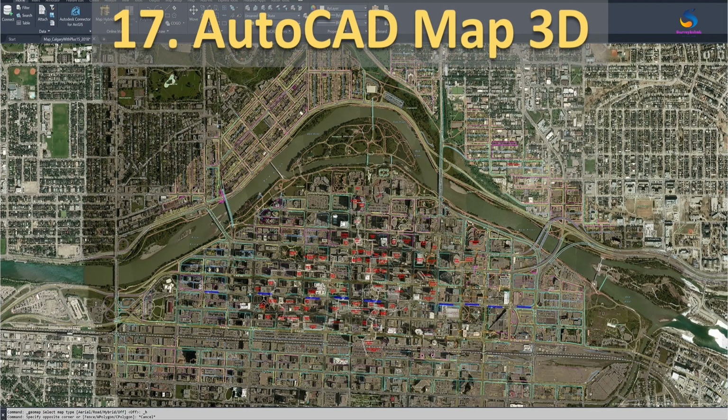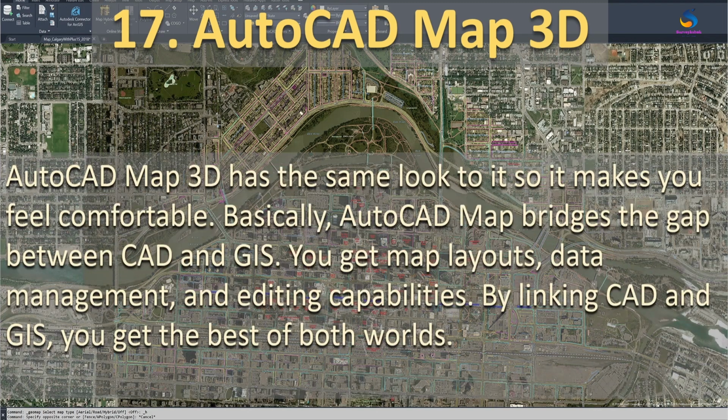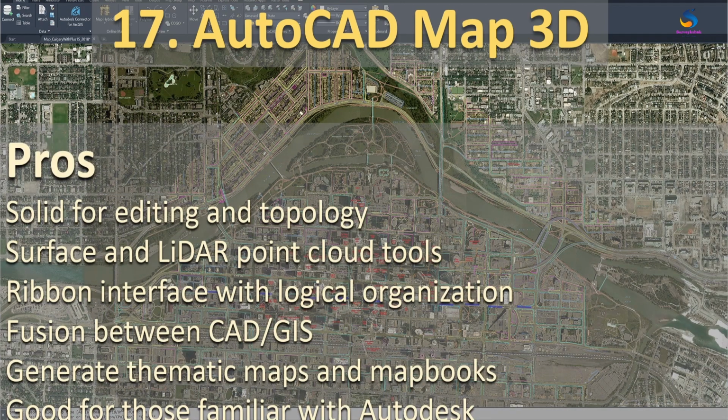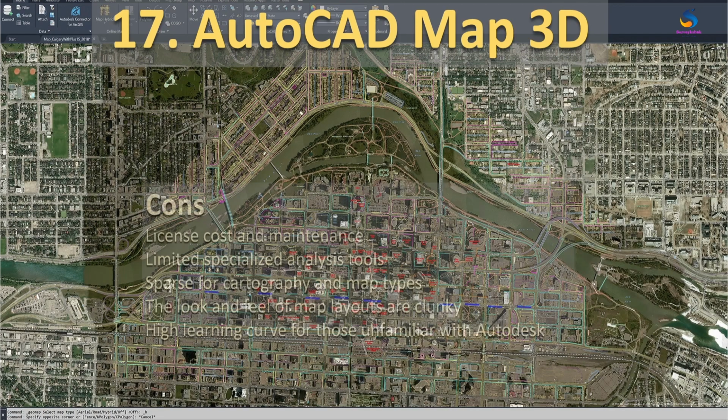At 17 we have AutoCAD Map 3D. AutoCAD Map 3D has the same look to it, so it makes you feel comfortable. Basically, AutoCAD Map bridges the gap between CAD and GIS. You get map layout, data management and editing capabilities, and by linking CAD and GIS you get the best of both worlds. Pros are solid editing and topology, surface and LiDAR point cloud tools, ribbon interface with logical organization, fusion between CAD and GIS, generating thematic maps and map books, good for those familiar with Autodesk.